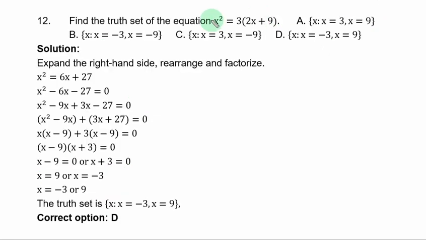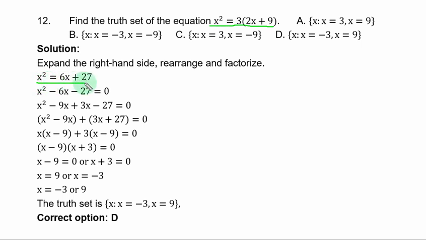Question 12. Find the truth set of the equation S squared equal to 3 bracket open 2S plus 9 bracket close. You have the various options. If you wish to solve by factorizing because it is quadratic, you ensure that one of the sides is 0. So let's expand the right hand side and rearrange. If you expand by using 3 to multiply 2s and 9, you have s squared equal to 6s plus 27.